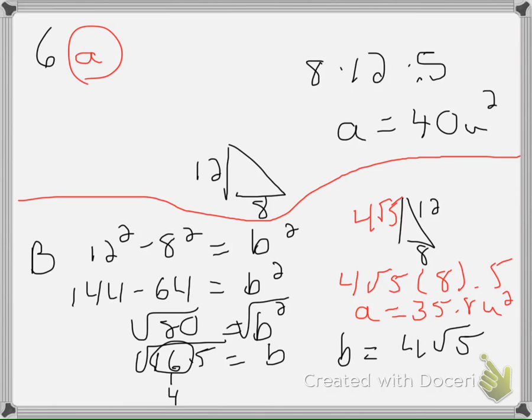And now I'm done. Notice that the first one was 40 and the second one was 35.8. That's because you changed from having a leg be 12 to having the hypotenuse be 12, which made this leg a little bit bigger. So in general, the area was bigger.